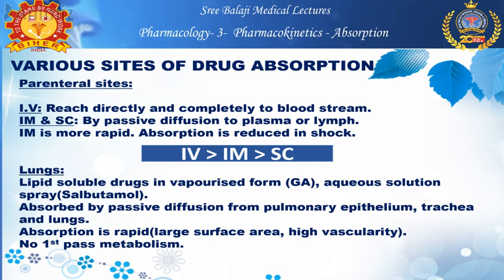The absorption of the intramuscular route is more rapid when compared to absorption through the subcutaneous route. In these routes, the absorption is reduced when there is shock, that is, when there is circulatory failure or the patient is in shock, the absorption of drug through the IM and subcutaneous routes is reduced. So absorption is more with the intravenous route, then the intramuscular route, then the subcutaneous route.